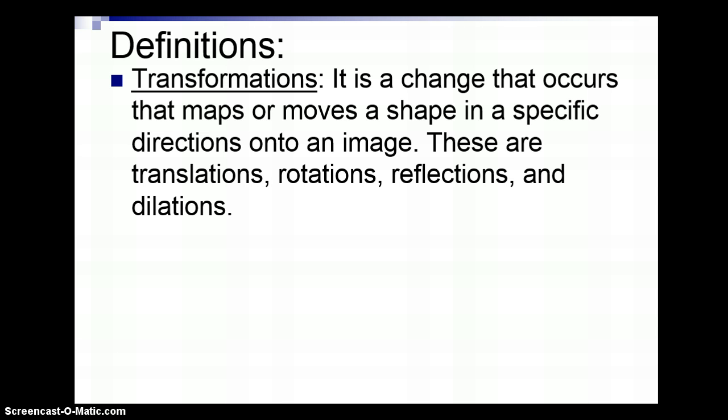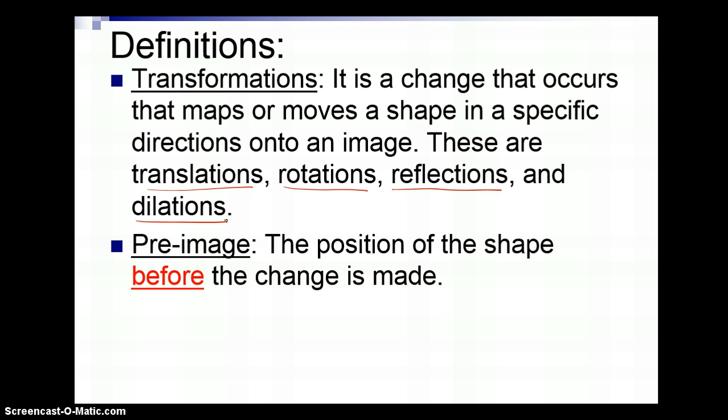Transformations. It is a change that occurs that maps or moves a shape in a specific direction onto an image. These are translations, rotations, reflections, and dilations.